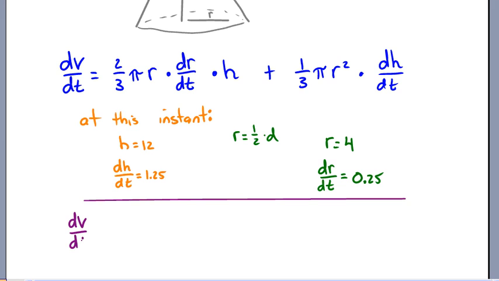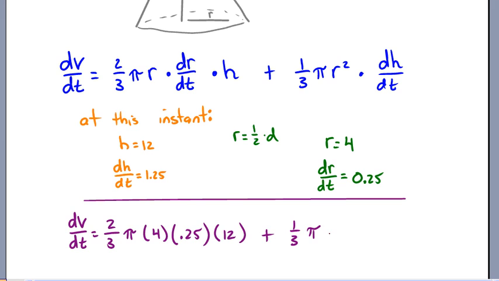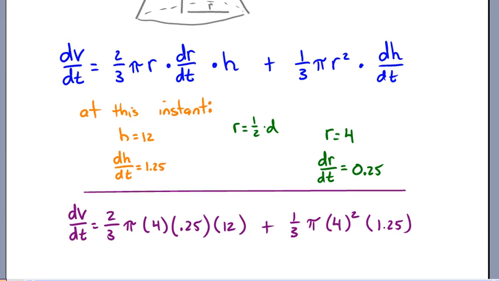Okay, perfect. dV/dt is equal to, now it's just plug and play, 2/3 times pi times 4 times 0.25 times the height, don't forget about that, 12, plus 1/3 pi, and then the radius, 4, it gets squared, and then the dH/dt, 1.25.